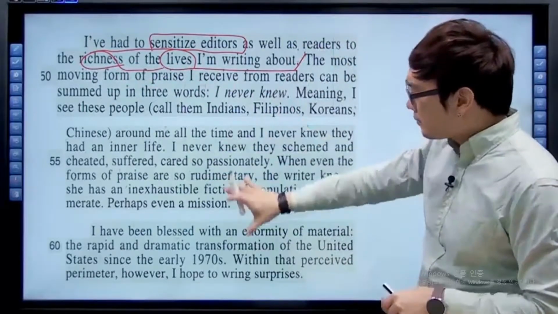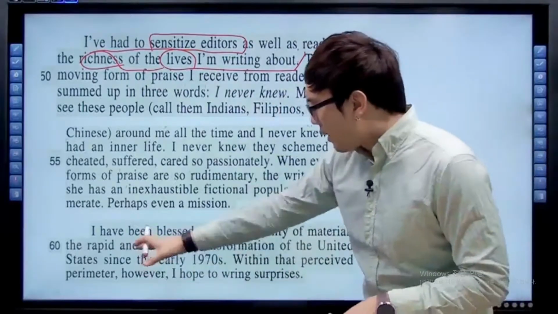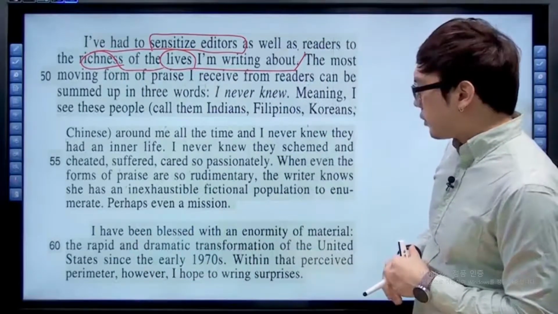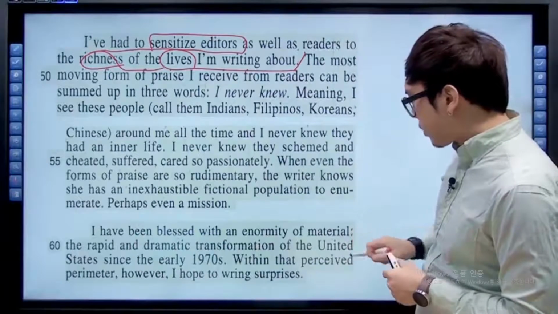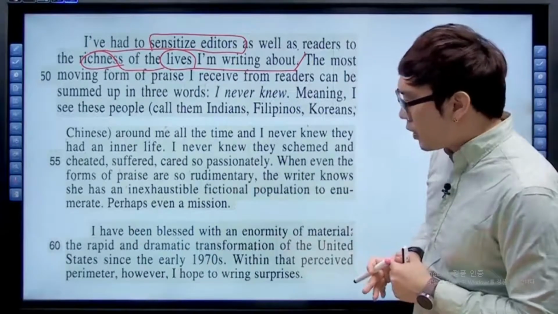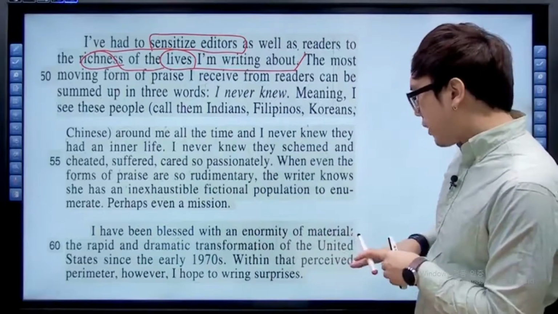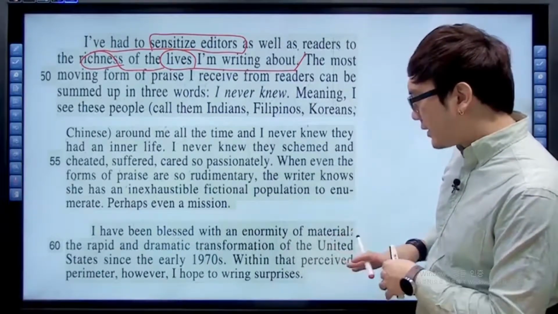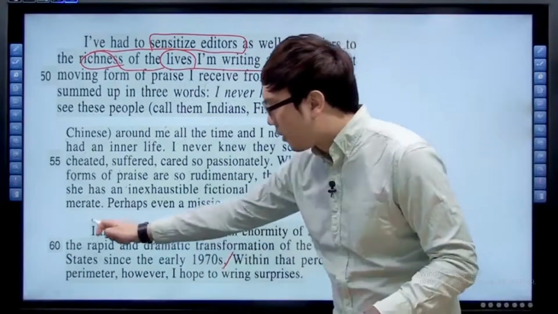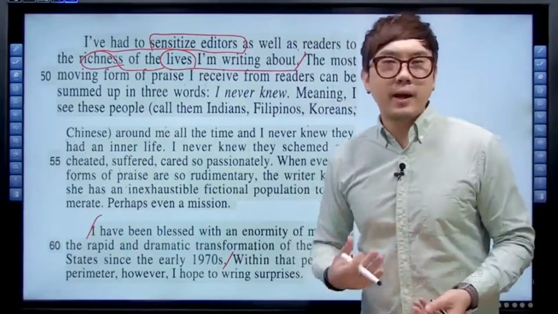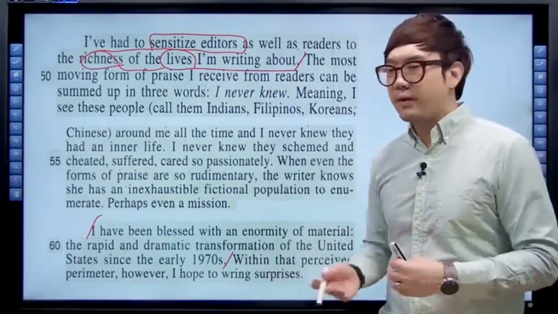Okay. And then the next paragraph, I've been blessed with an enormity of material. Since there's a column, we'll read a little through. It says the rapid and dramatic transformation of the United States since the early 1970s. All right. So here she's been blessed with things to write about, 1970s to all throughout the ages.